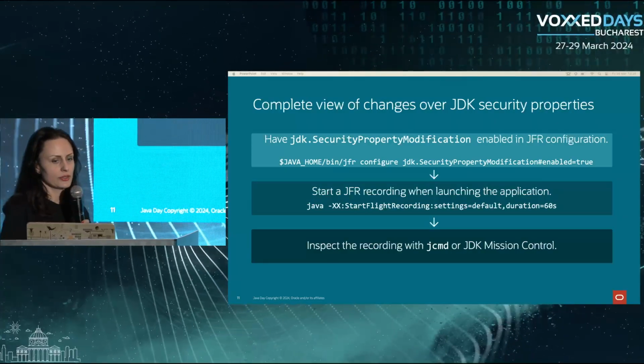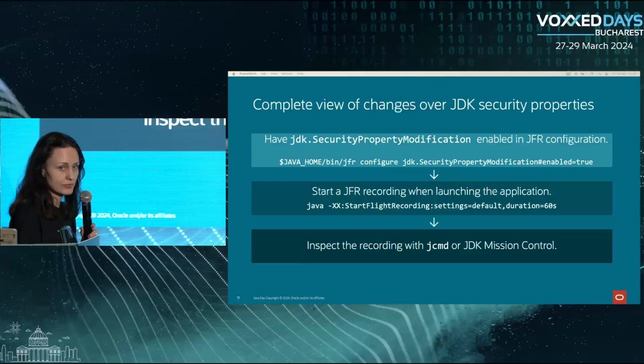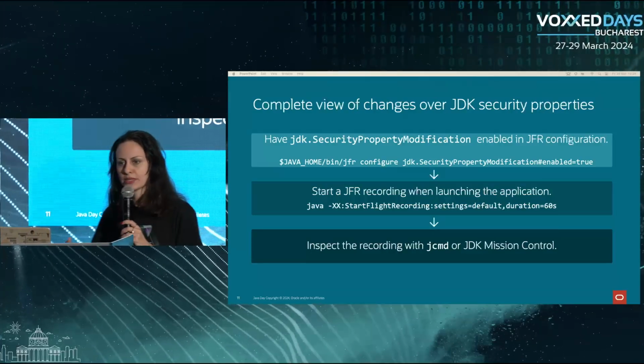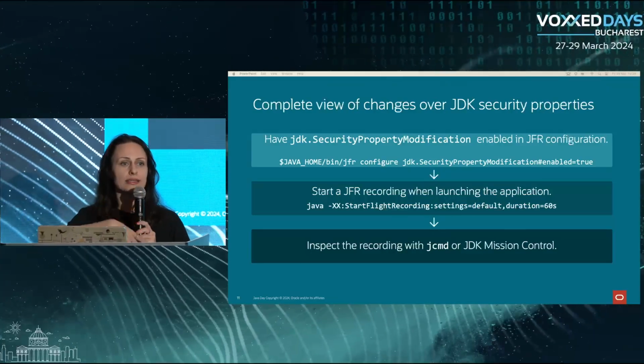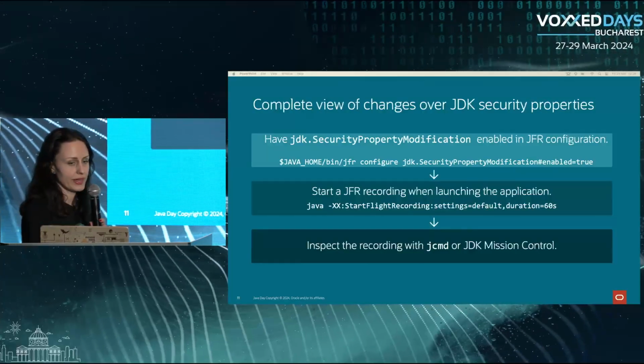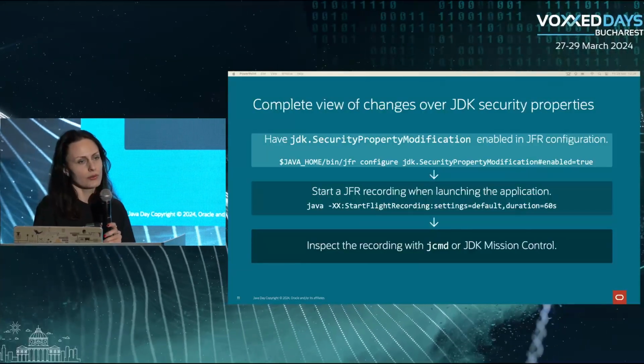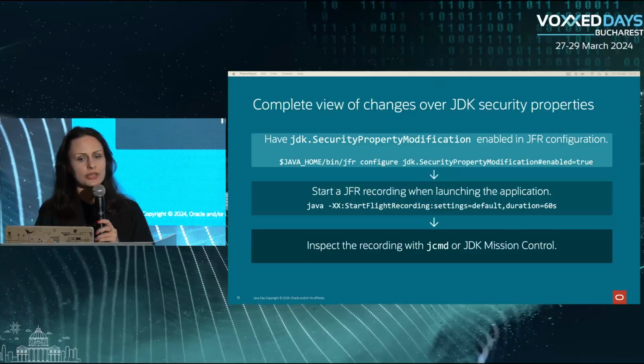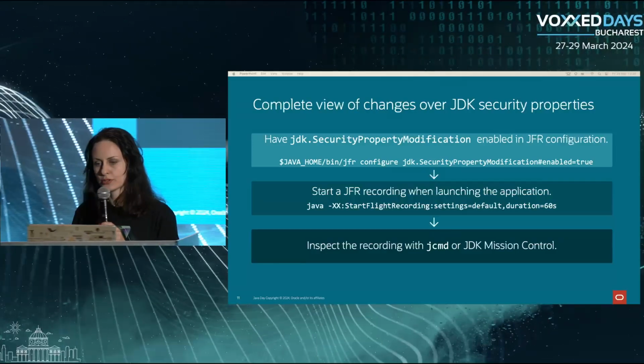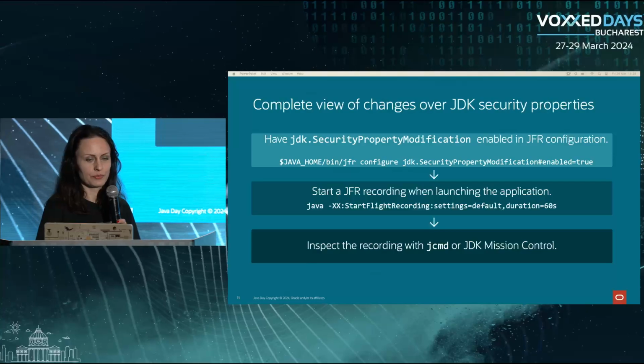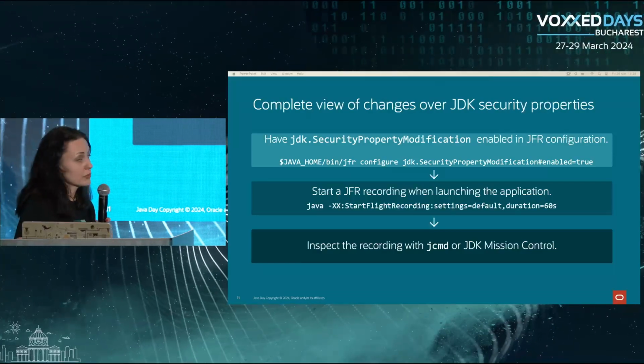After you do this, you can start your flight recording. So just use the same settings, but now that you used JFR configure, you had an effect on that default file. And later on, once you have a recording, you can inspect it with jcmd or with JDK Mission Control. We're going to use both in a little while. So that's one way to do it.